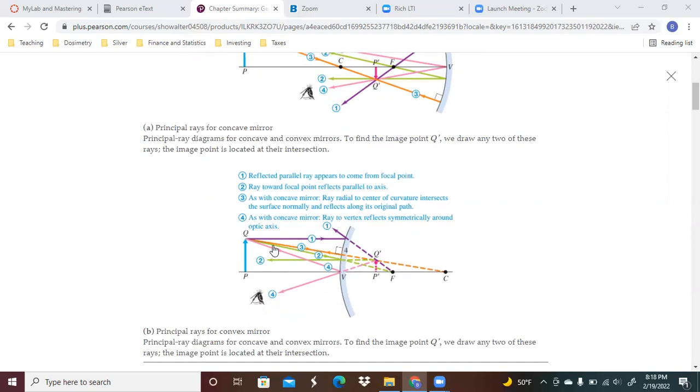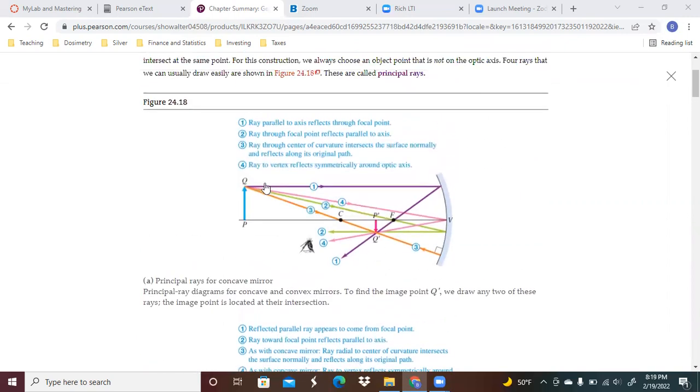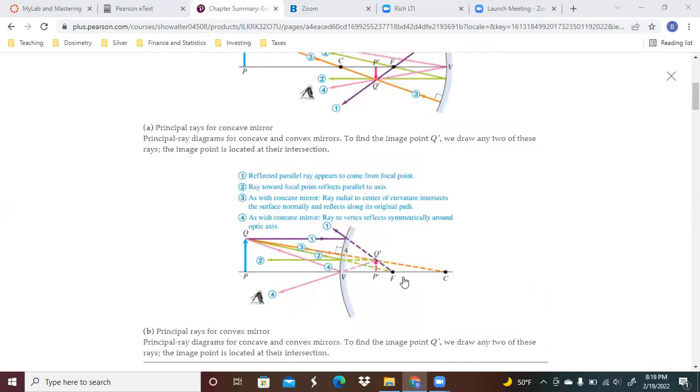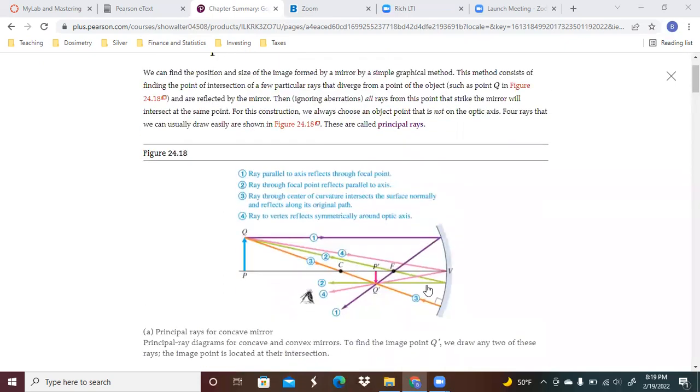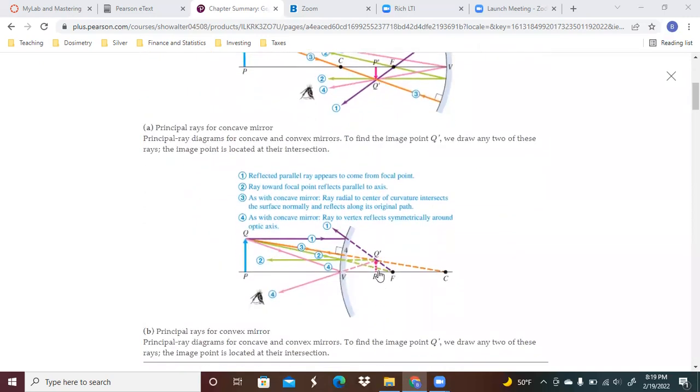For a convex mirror, if we look at the principal rays, a reflected parallel ray appears to come from the focal point. So it goes over here and bounces off this way, but if we back project it, it'll cut through right here. Again, we're looking at a ray that goes to the focal point here, and for number one, we end up doing the same thing. For ray number two, we're looking for a ray toward the focal point that reflects parallel to the axis. So let's follow this one. It comes through and then bounces out this way, and you can see the back projection not only here, but also here as well. Here you can see where it goes to the focal point and through the virtual image. The back projection goes to the focal point, and the back projection here goes through the virtual image.